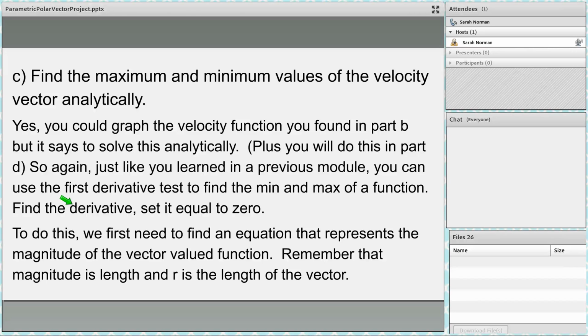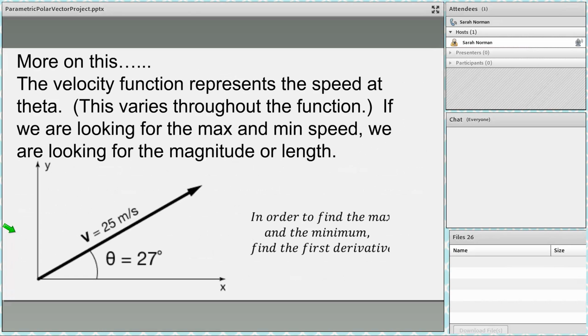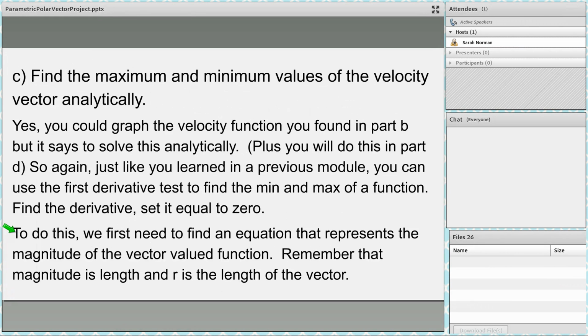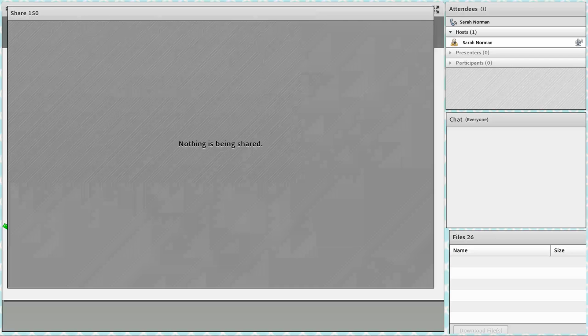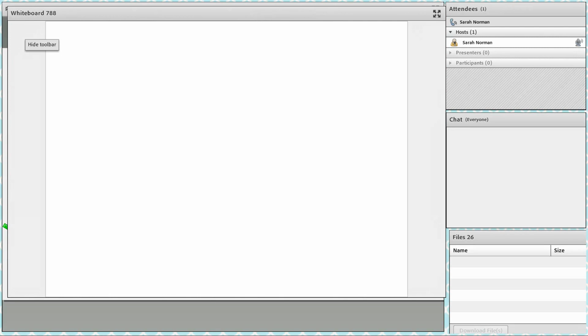Once you have that derivative, then you set it equal to 0. But to do this, we first need to find an equation that represents the magnitude of the vector valued function, because that's what we're going to actually set equal to 0. Let me see if I can go to the next page. Yeah. All right. Well, I really need to draw a picture for you. Hold on just a minute. I'm going to add a new pod so we can kind of review what I'm talking about and then apply it to this example.